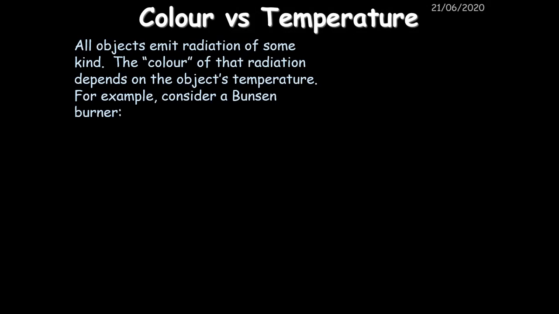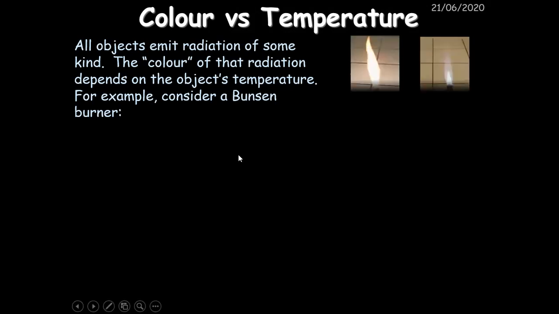All objects emit radiation of some kind. Anything you look at sends radiation out, including human beings, as we saw in the police video, including that spanner. As we heated it up, it sent out some radiation. Even before the spanner was heated, it was sending out some type of radiation, which we couldn't see clearly, but it was there. The color of the radiation depends on the object's temperature.